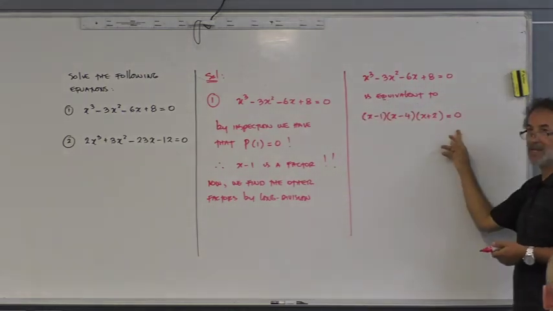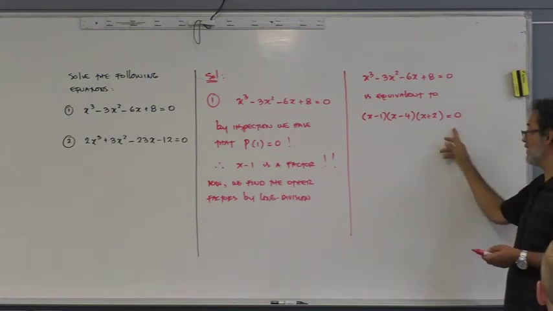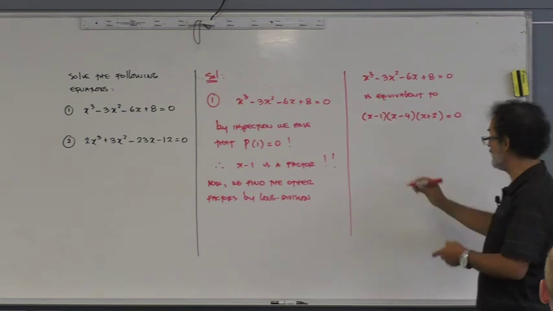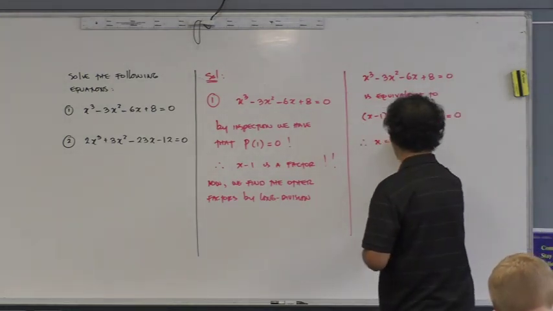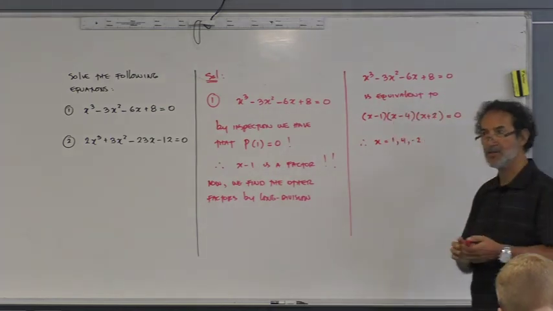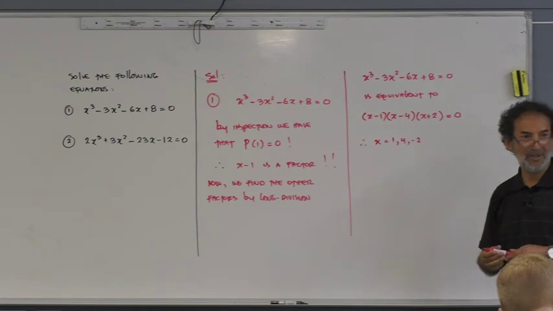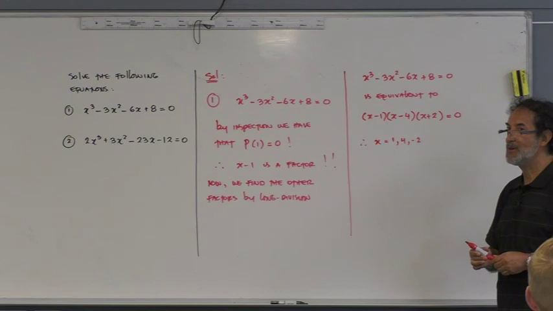And this is fascinating, because now you can say that the solution for this equation is x equals positive 1, positive 4, and negative 2. So today you have solved your first cubic equation. All right, it's time to pack up.